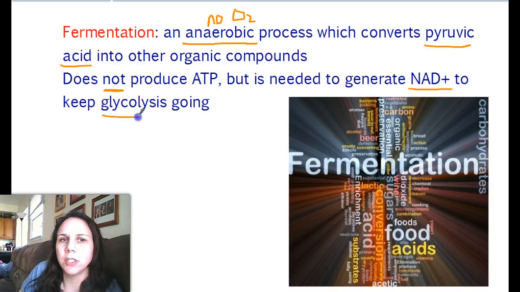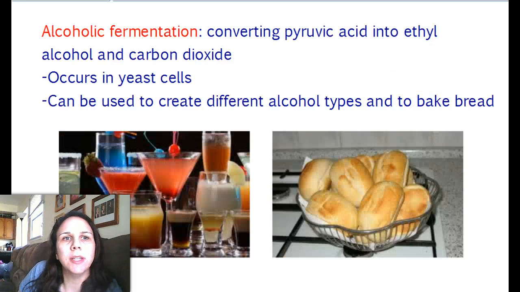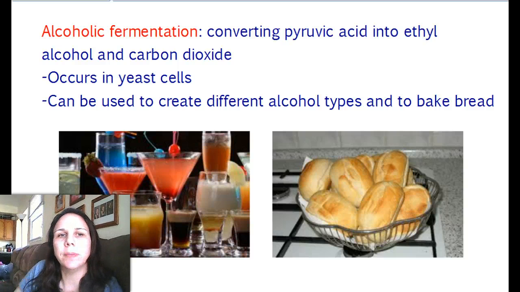It does not produce any ATP, but it is needed because that's the only way we get NAD+ back to keep glycolysis going. So if we didn't have fermentation, glycolysis would just stop because there'd be no more NAD+ to go pick up those electrons. So let's take a look at fermentation. Okay, there's two types, alcoholic and lactic acid fermentation.